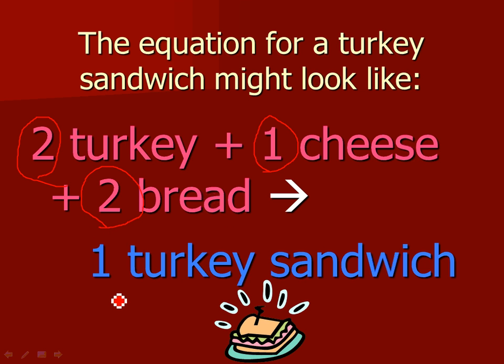You're trying to figure out how much of each reactant, turkey, cheese, and bread, is needed to produce a product, which is on the other side of this arrow here. So you need 2 turkey, 1 cheese, 2 bread to make the product of a turkey sandwich, to make one of them. So you can use those values to try to predict what's going to happen at the end. If you want to make 2 turkey sandwiches, what do you need? Well, you need 4 slices of turkey, you need 2 pieces of cheese, and you need 4 slices of bread.